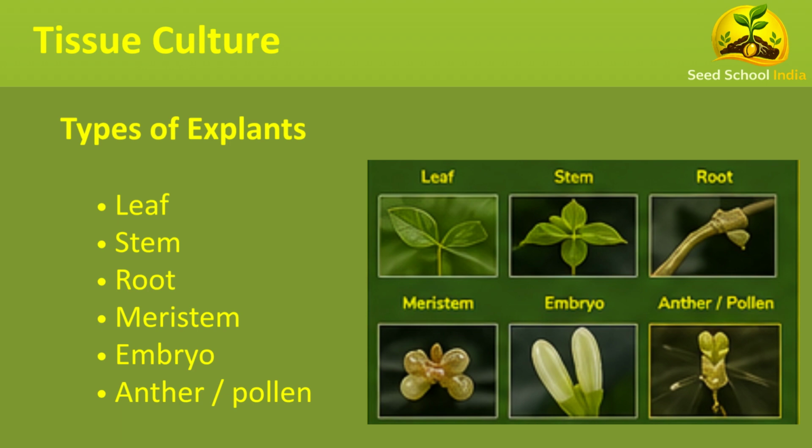An explant is the starting plant material used in tissue culture. Different explants are used for different purposes. For example, meristem for virus-free plants, anther for haploid production, and embryo for overcoming seed dormancy. The selection of the right explant is crucial for success.